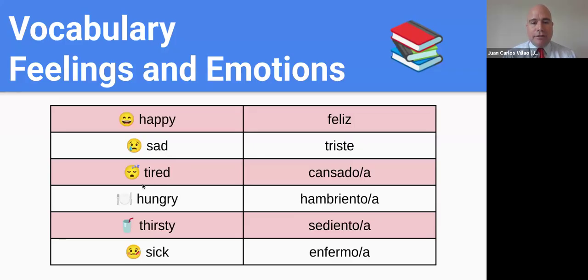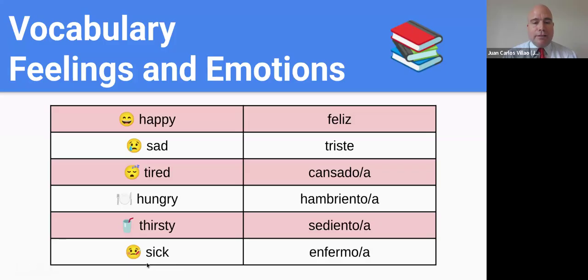Tired, tired, cansado o cansada. Hungry, hungry, hambriento o hambrienta, o alguien que tiene hambre. Thirsty, thirsty, sediento o sedienta, o alguien que tiene sed.